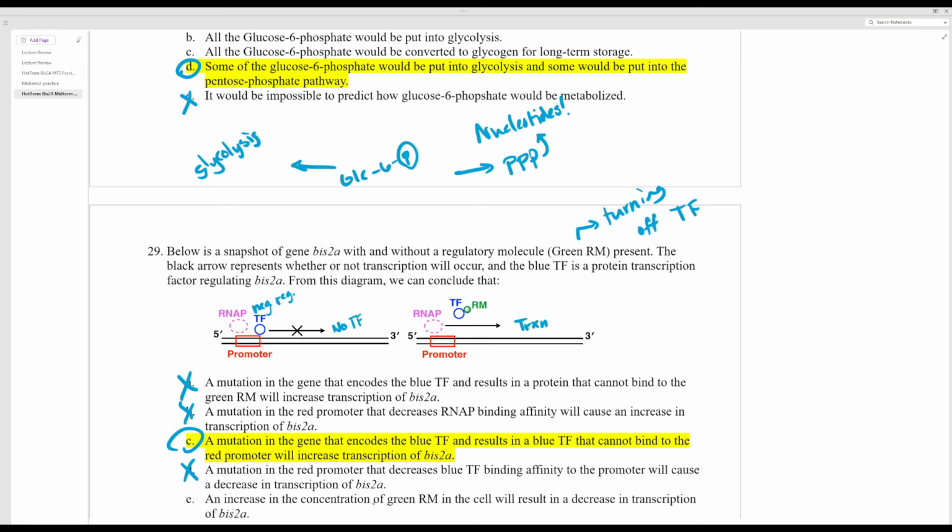E, an increase in the concentration of green RM in the cell will result in a decrease in transcription of BIS2A. Well, if we increase the concentration of green RM in the cell, this blue transcription factor is more likely to be bound to the regulatory molecule, meaning it's more likely to be turned off, which means we should get more transcription.